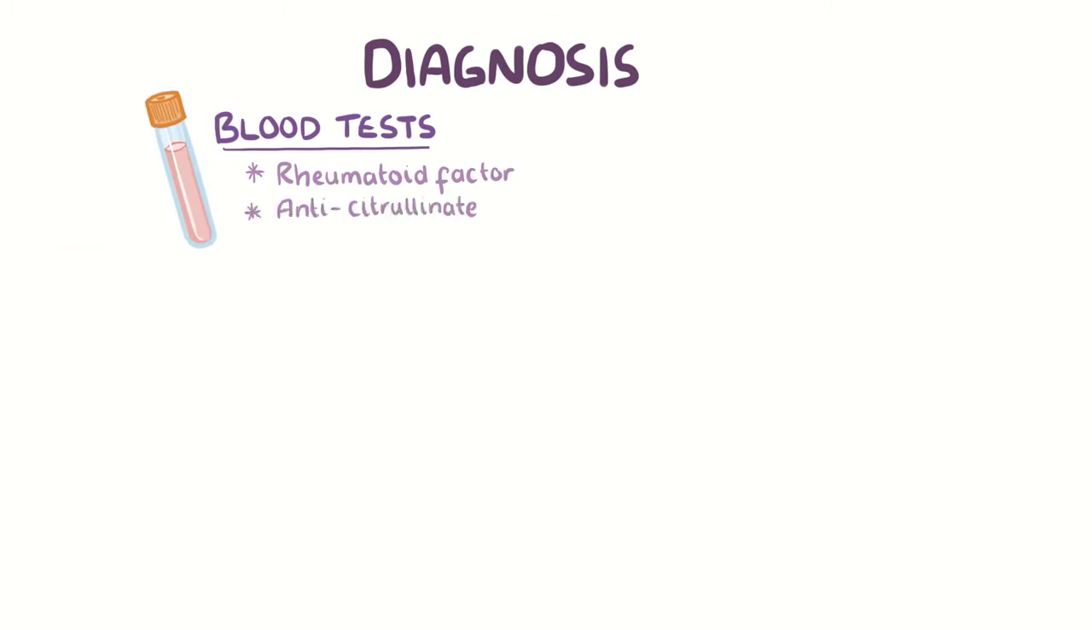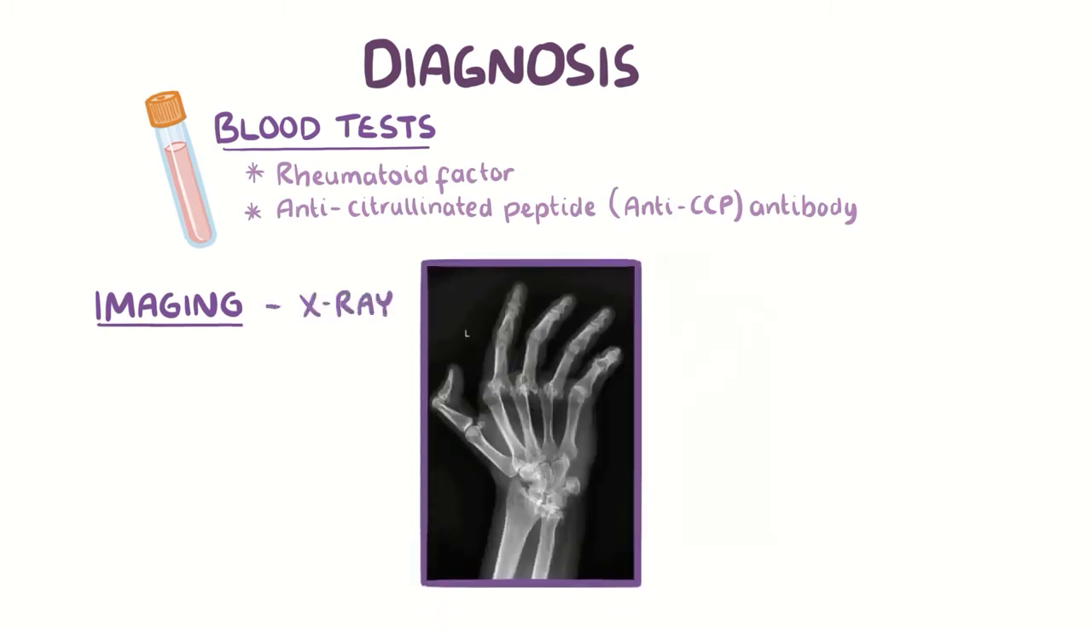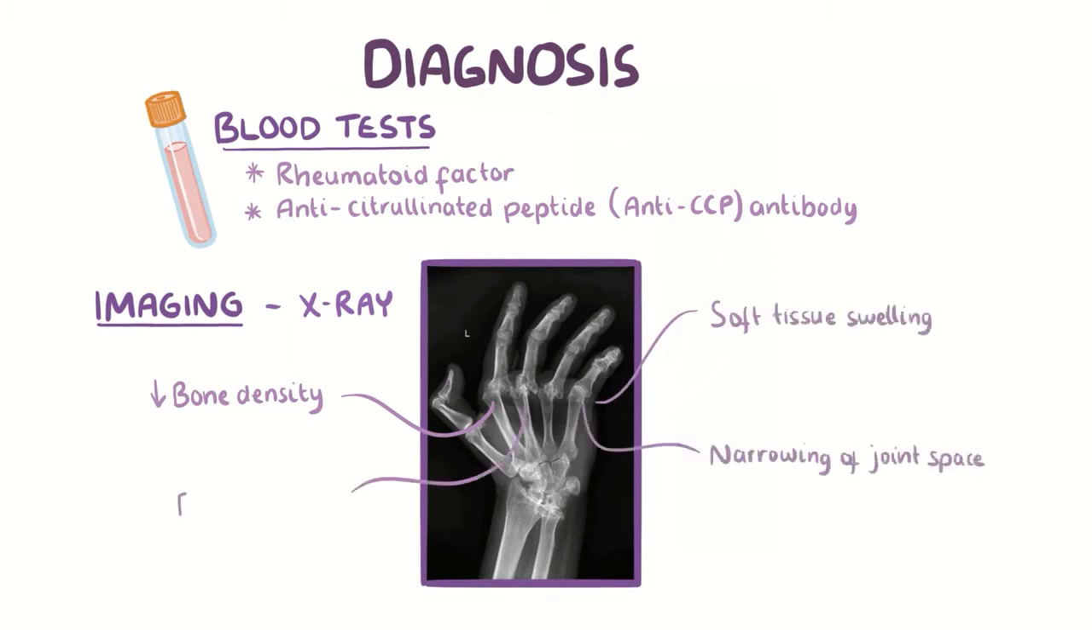Diagnosis of rheumatoid arthritis usually involves confirmatory blood tests, like looking for the presence of rheumatoid factor and anti-citrullinated peptide antibody. Additionally, imaging studies, such as X-ray, usually reveal decreased bone density around the affected joints, soft tissue swelling, narrowing of the joint space, and bony erosions.